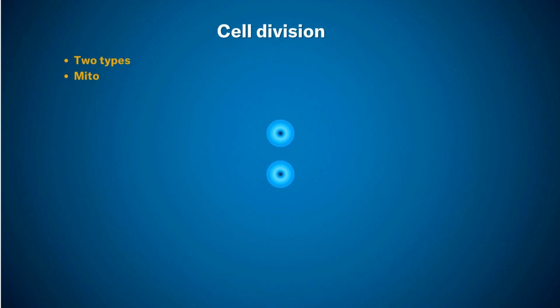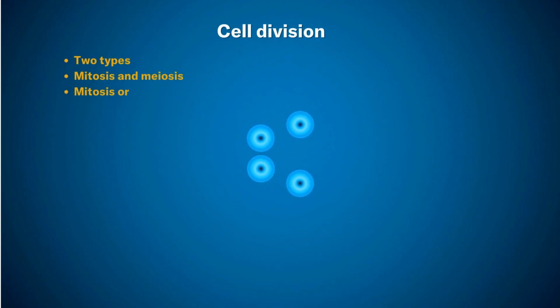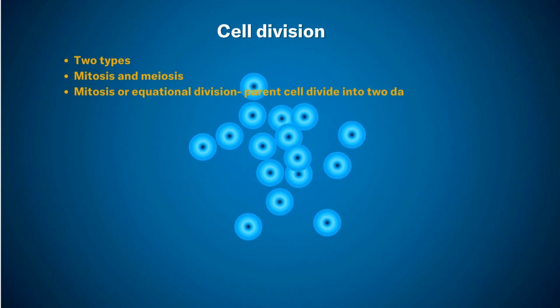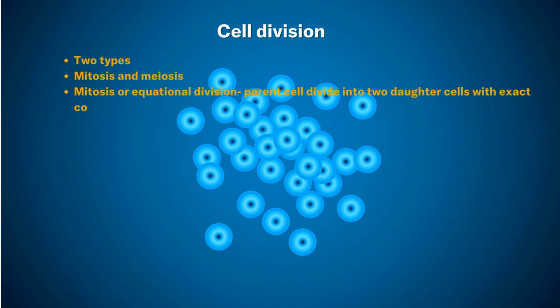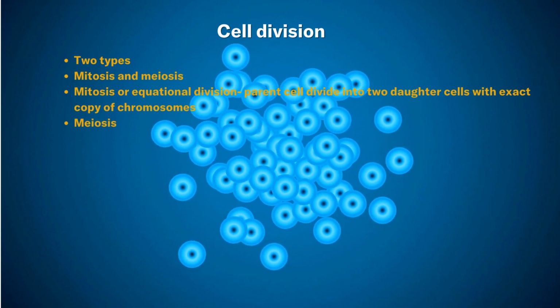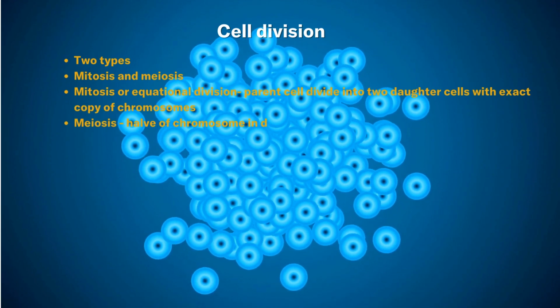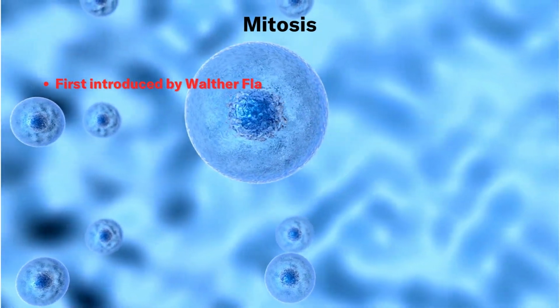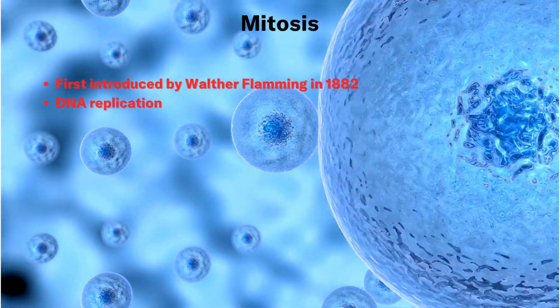Cell division has two types, mitosis and meiosis. In mitosis, or equational division, the parent cell divides into two daughter cells with an exact copy of chromosomes. In meiosis, half of the chromosomes are present in the daughter cells. Let's see mitosis. It was first introduced by Walther Flemming in 1882.